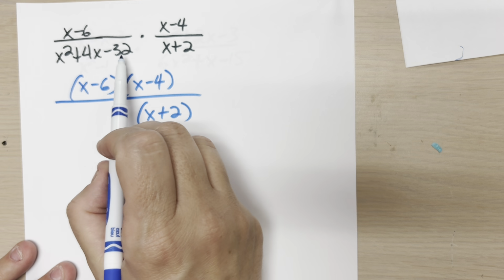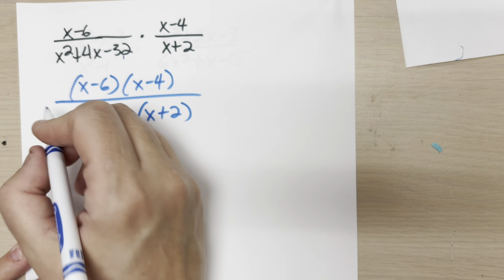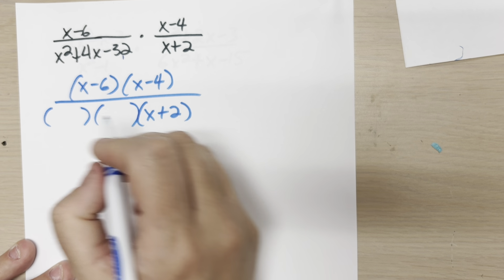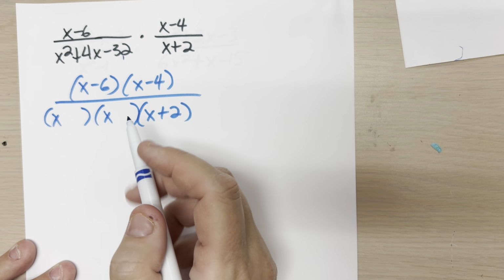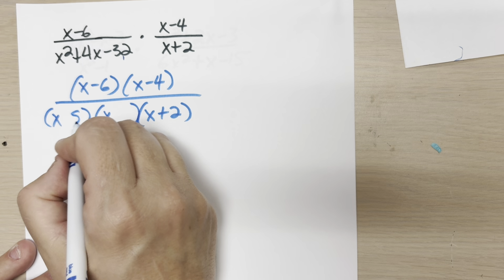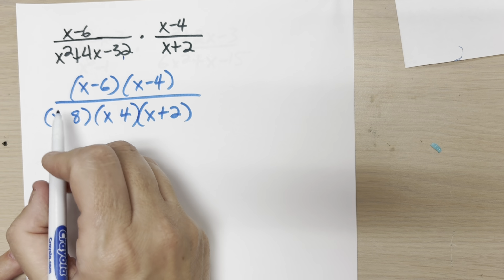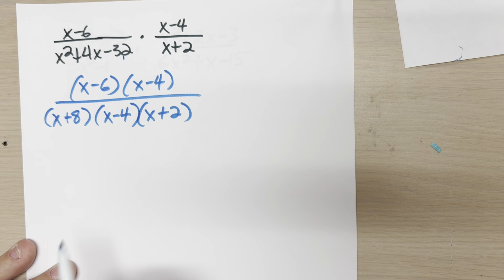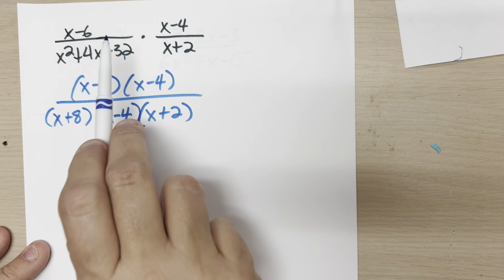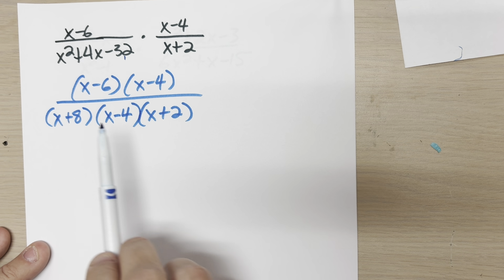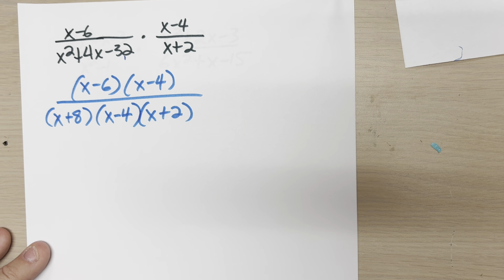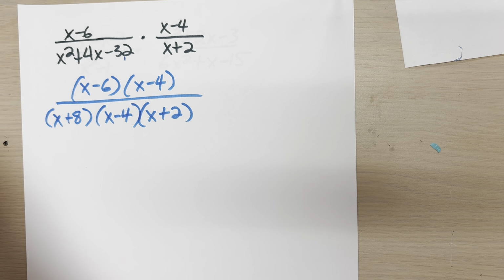I'm looking for the factors of -32 that add to 4. All right, so I'm thinking of 8 and 4. This is going to be positive, that's going to be negative. 8 times -4 is -32. 8 minus 4 is positive 4. All right, so we've got it set up.